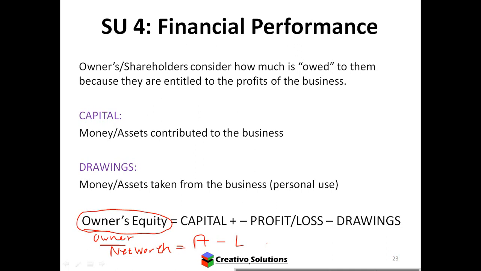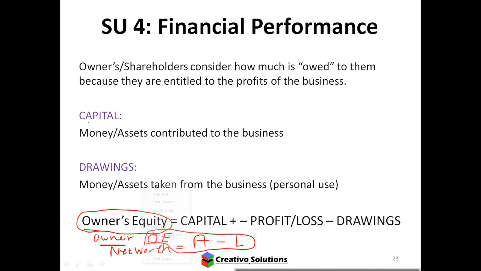Owner's equity can be calculated using two different equations. The first equation is capital plus or minus profit or loss, minus the drawings. And the second is owner's equity, OE, equals A minus L. There are two equations for it. Depending on the information in the question, we'll decide on which one to use.